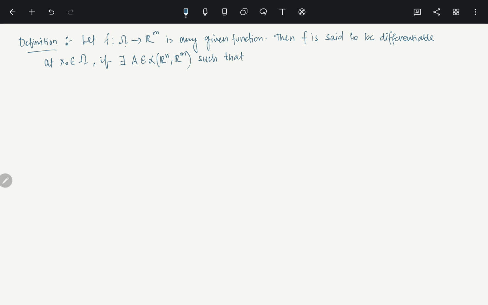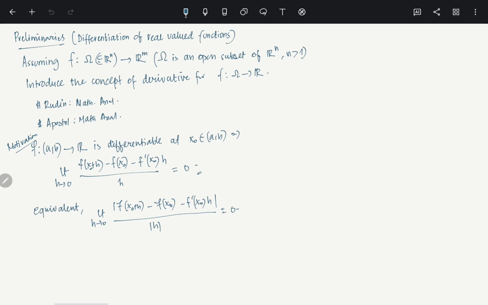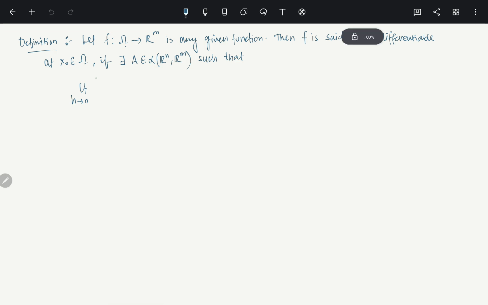Such that the following holds. This definition is motivated by our earlier definition, and using it we are writing this. So what is it?